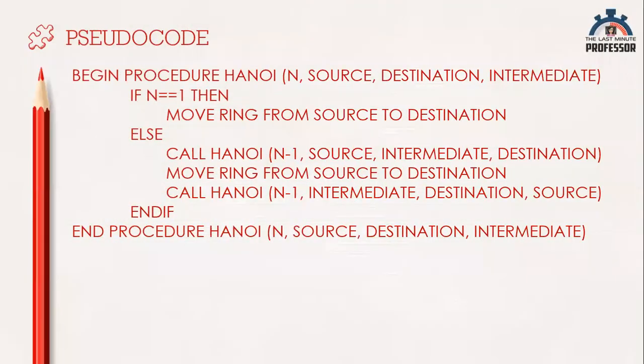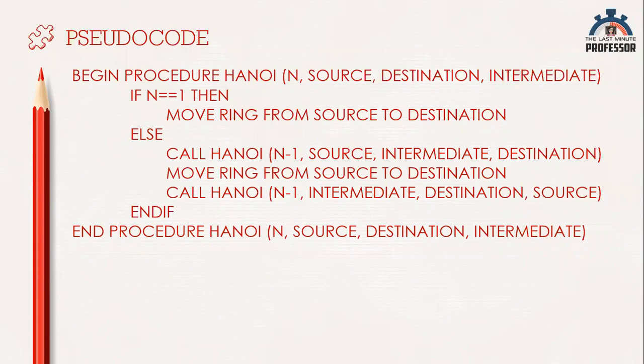In pseudocode, there are 4 values mentioned inside the bracket that is passed as arguments to the function. The first value refers to the ring number. The second value is the rod from which we are moving the ring. The third value is the rod to which we are moving the ring. And the fourth value is the other unused rod.